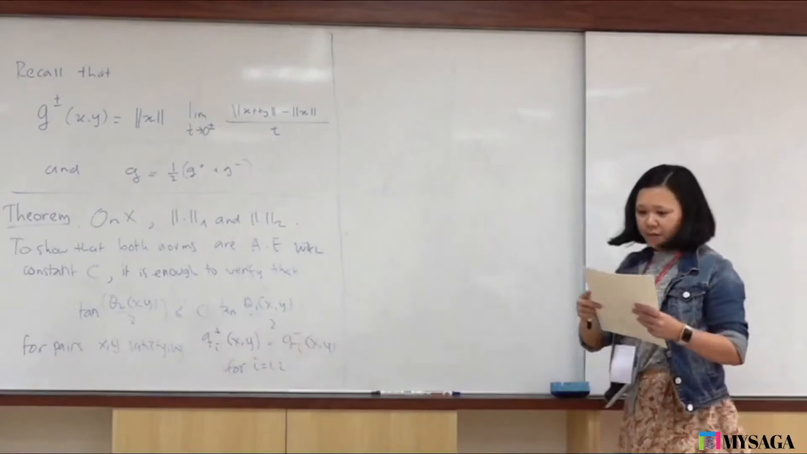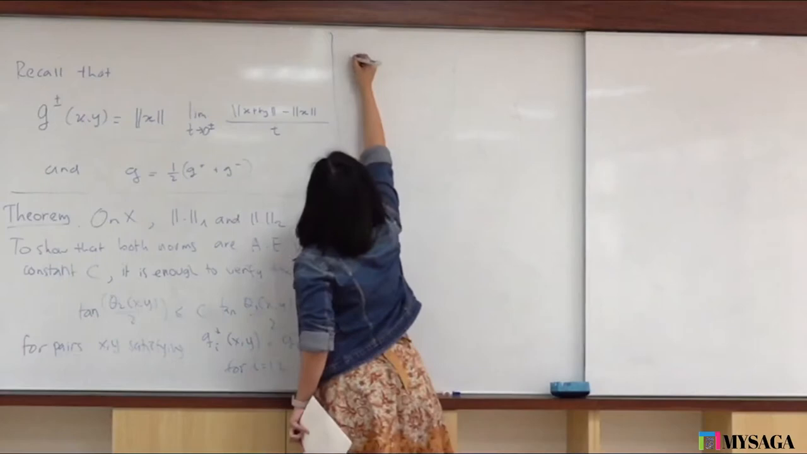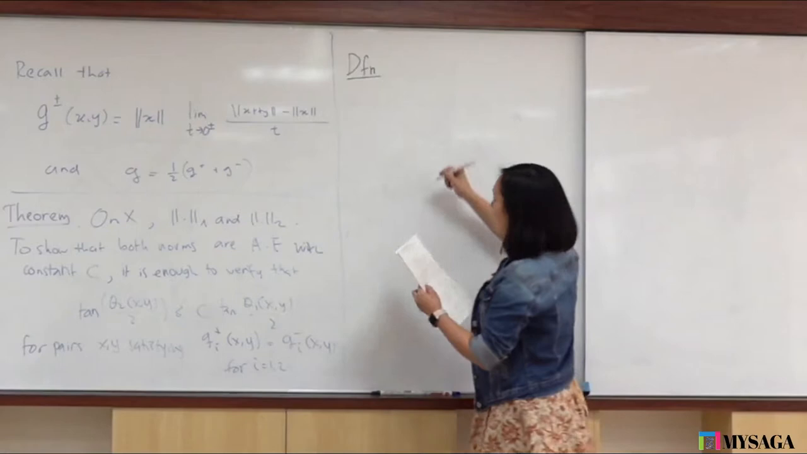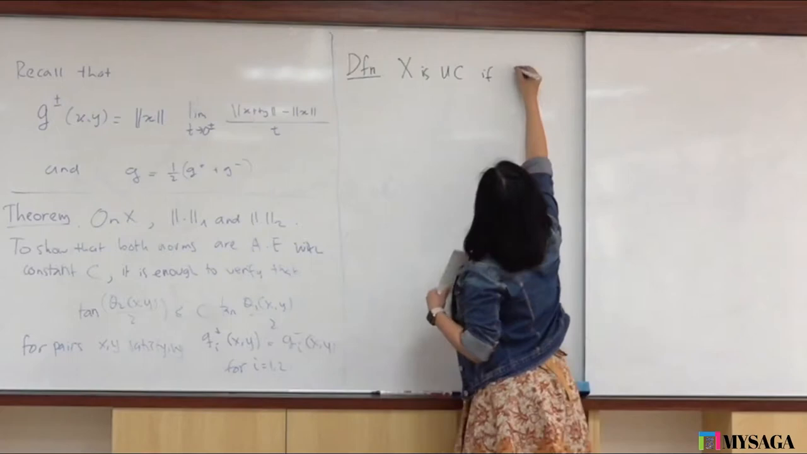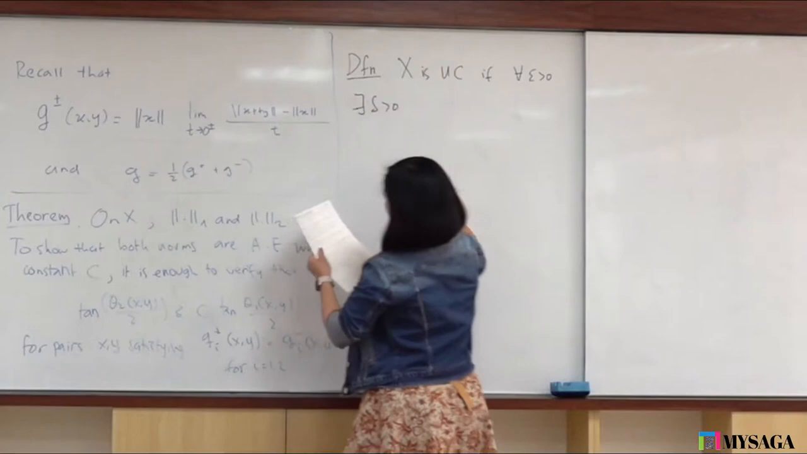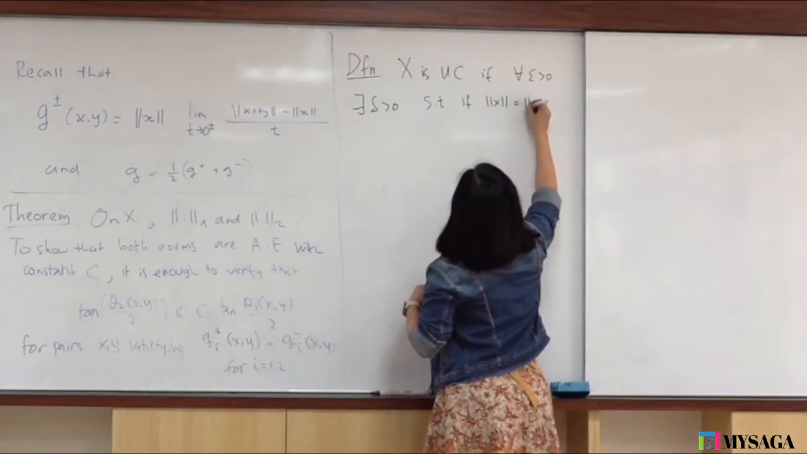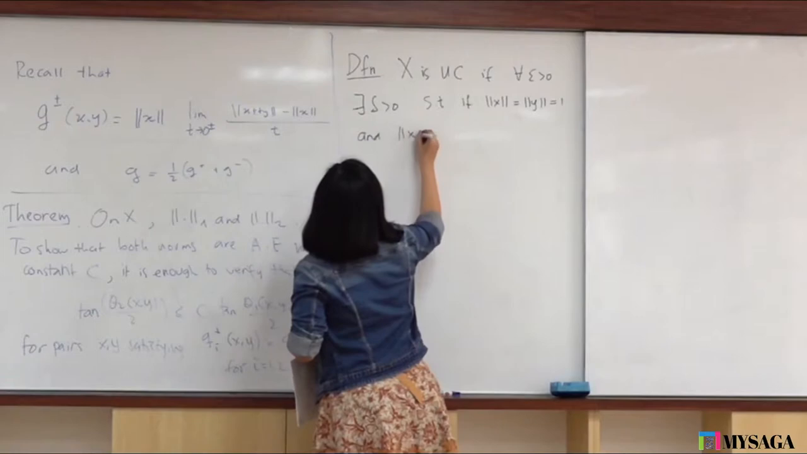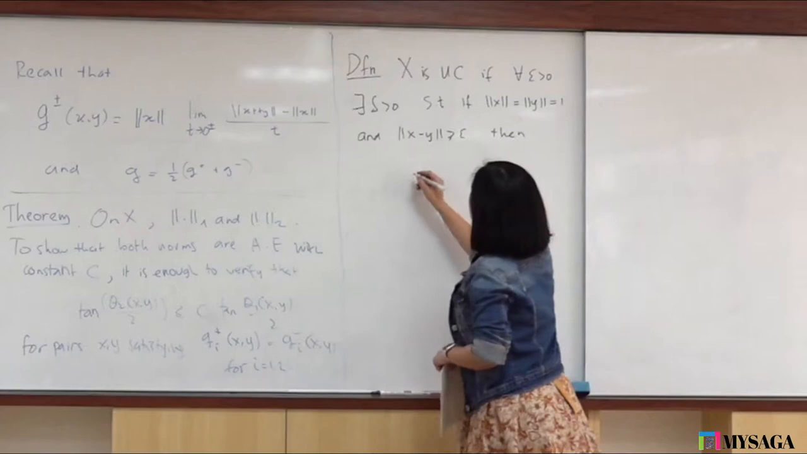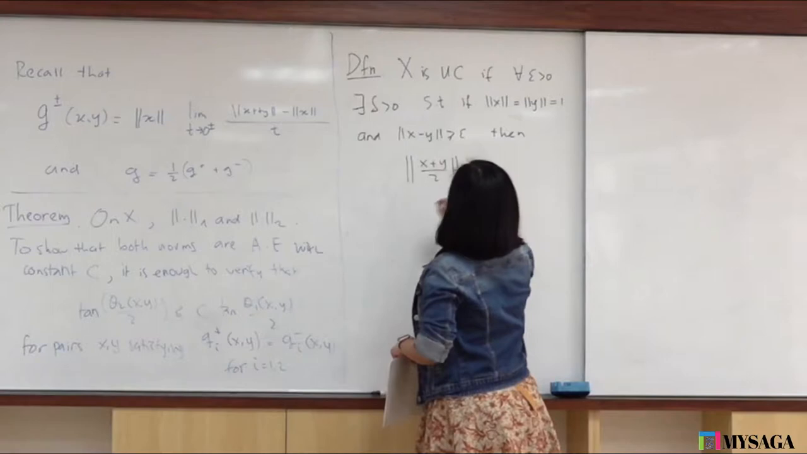Okay. And in order to do that, let's recall again the definition of uniform convexity. How does the definition look like? X is uniformly convex if for all epsilon positive, there exists delta positive, such that if x and y are on the unit sphere and their distance is at least epsilon, then norm of x plus y is less than or equal to 1 minus delta.